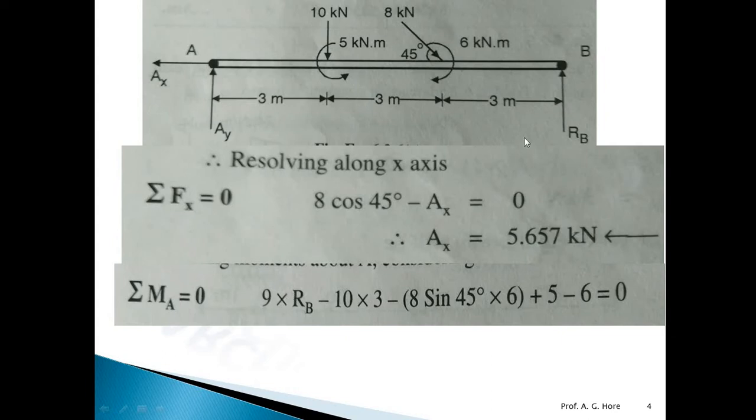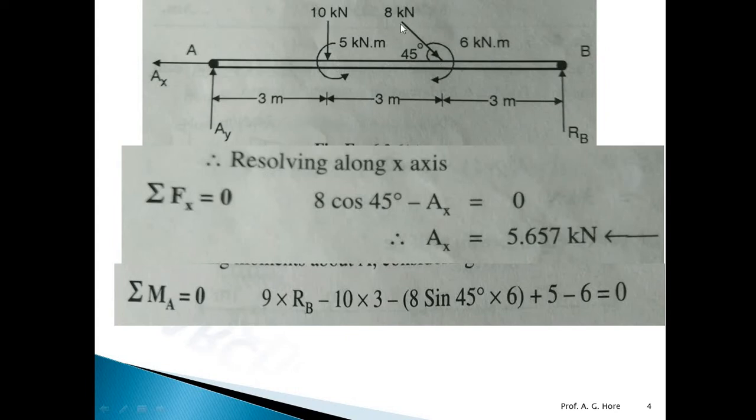First of all, RB is rotating in anti-clockwise direction. So anti-clockwise, plus RB into the perpendicular distance, this complete distance from point A. So 3 plus 3 plus 3 is 9. So RB into 9. Then this 10 kilonewton force is rotating about A in clockwise direction, so minus 10 into 3.